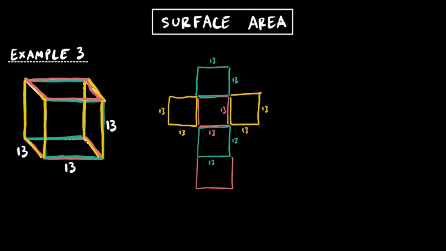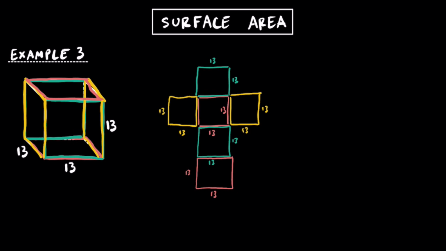I feel like putting it down here. Feel free to put it in one of the other locations on the sides. That's going to be 13 by 13. Okay, so can we just find the area of one of these and then multiply that by 6? Absolutely, that's going to be the fastest way to do this problem.